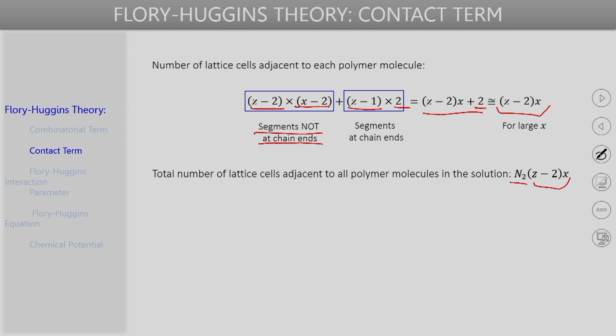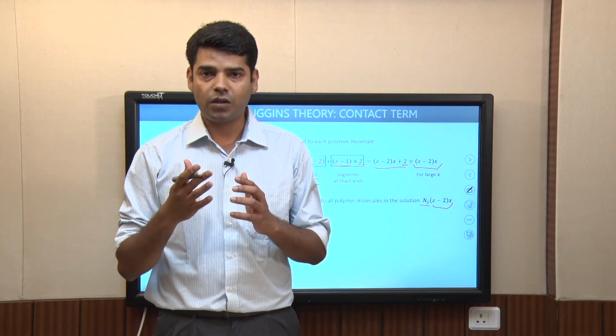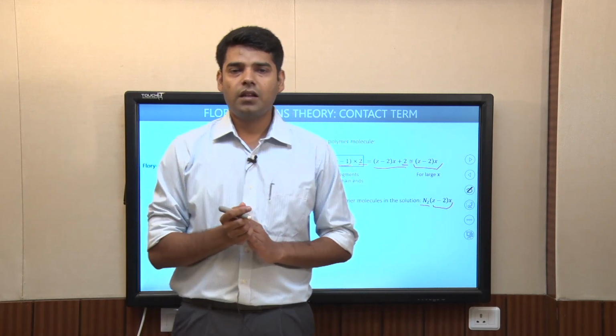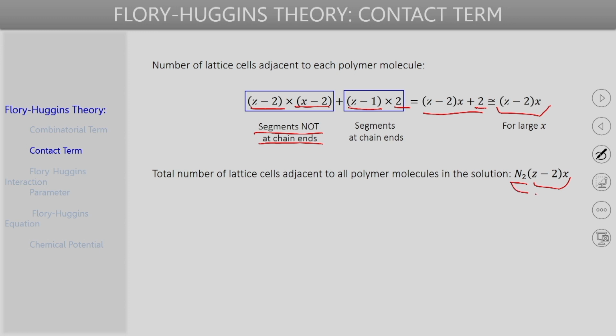Our aim is to come up with a number for the contact interactions, how many solvent segment contacts there are. So, if this is the total number of adjacent cells for polymer molecules, then we need to next find out how many of these cells are actually occupied by solvent molecules, and that number will give us the total number of segment solvent contacts present in the solution.